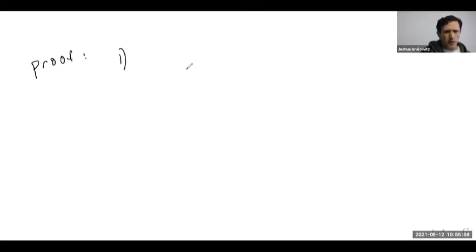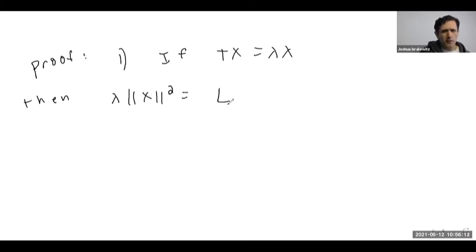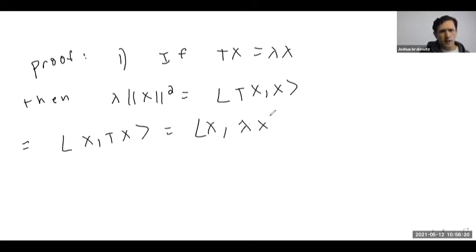Well, the proof of 1, there's not a whole lot. If Tx is lambda x, then lambda modulus x squared is certainly <Tx, x>, because Tx is lambda x, pull out the x. Well, it's self-adjoint, so this is <x, Tx>. This is <x, lambda x>. This is lambda bar <x, x>. Well, sorry, lambda bar modulus x squared.